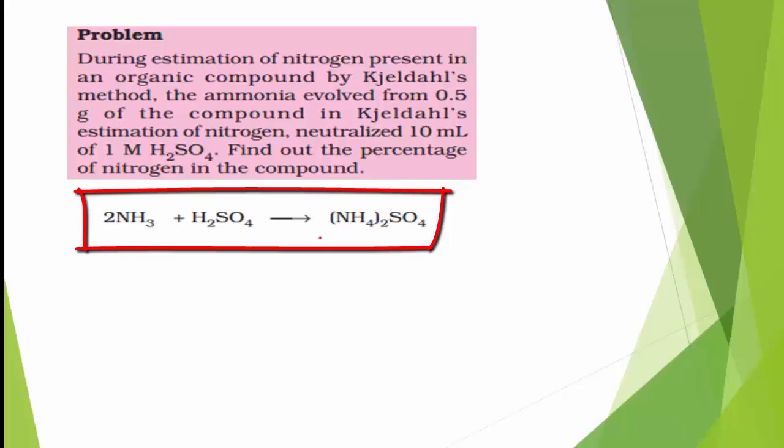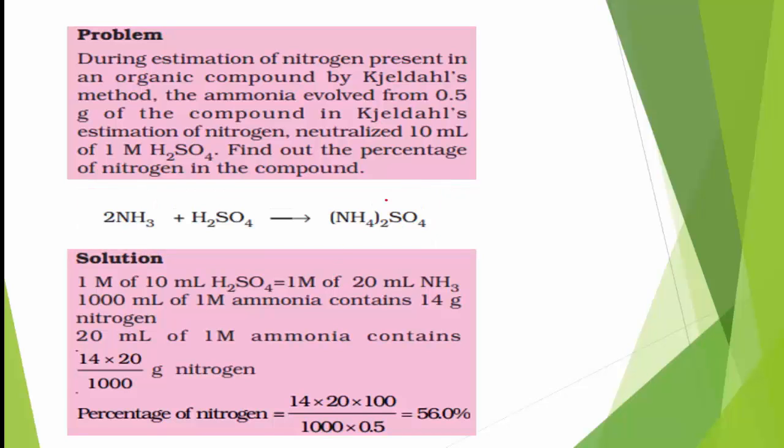This is the equation which you can use if you don't remember. Okay, let's see the solution. We have 10 ml of 1M H2SO4. So just find how many moles of H2SO4 have been used. The moles of ammonia used will be twice that. Once you get the moles of ammonia, you can find the moles of nitrogen, from where you can get the amount of nitrogen, and finally the percentage of nitrogen.